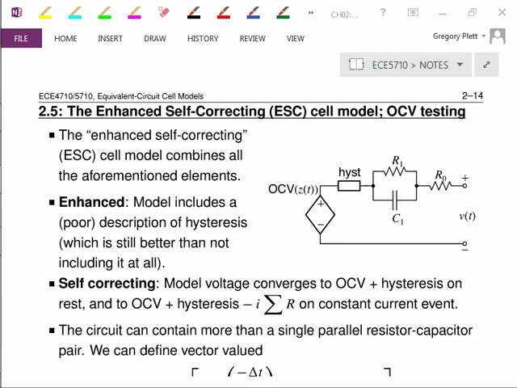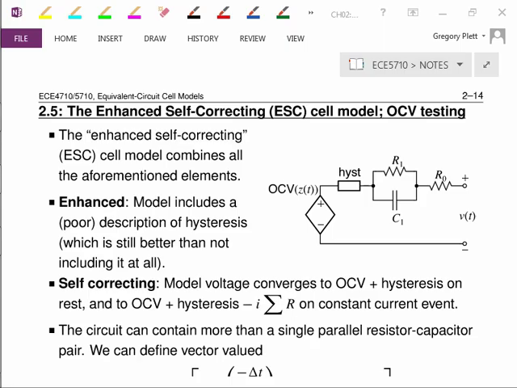The reason I called it this was historic. This model is enhanced because it includes a description of hysteresis where earlier models did not have any description of hysteresis. And it's called self-correcting because the model voltage converges to open circuit voltage plus hysteresis when we're resting, and to open circuit voltage plus hysteresis minus these IR terms on a constant current event, which again was somewhat different from some previous models that had been used by myself and in the literature.